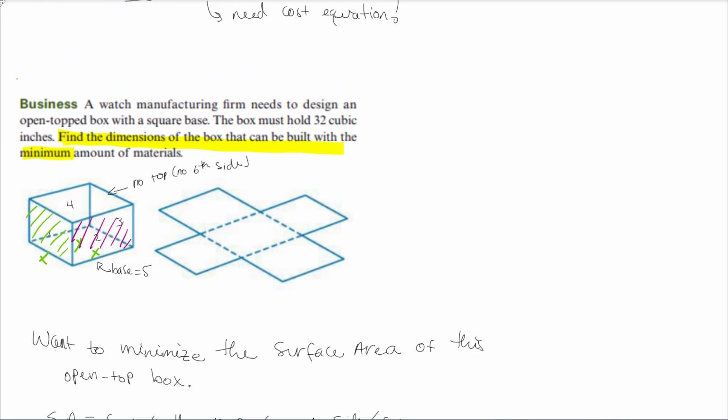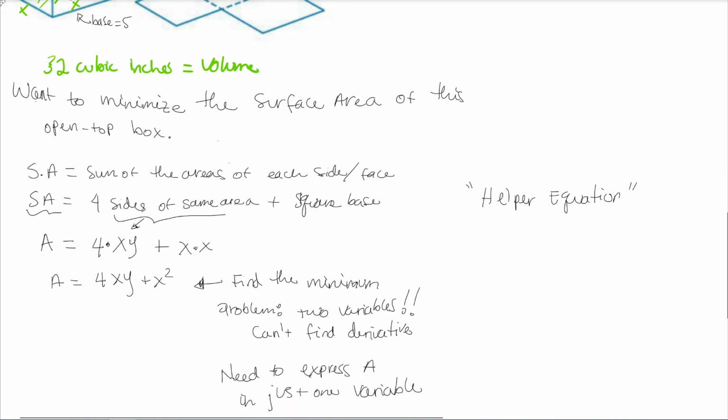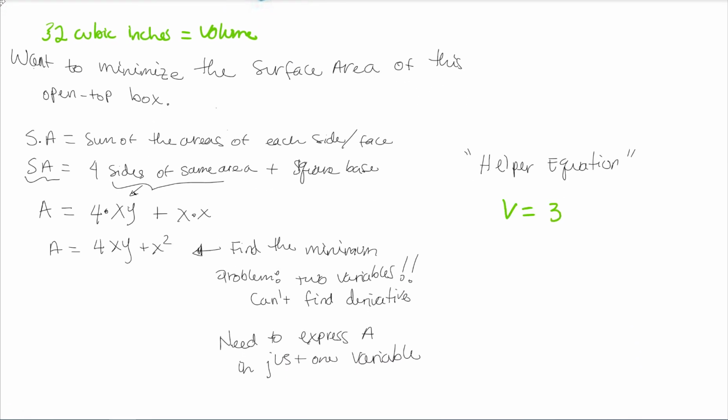What are we told that we haven't used? So a watch manufacturing firm needs to design an open top box. So we got that. That's how we got that we only have the square base. We don't have the top. The box must hold 32 cubic inches. So I haven't used that anywhere. So the 32 cubic inches is volume, right? Cubic inches, so your units tell you a lot about what you have. So I know the volume is 32.